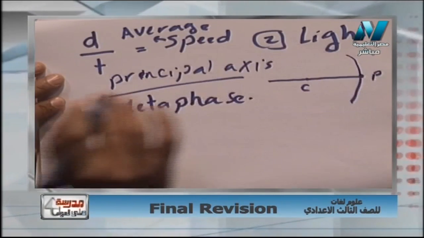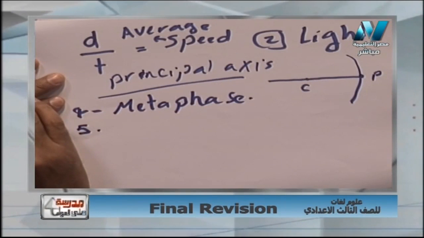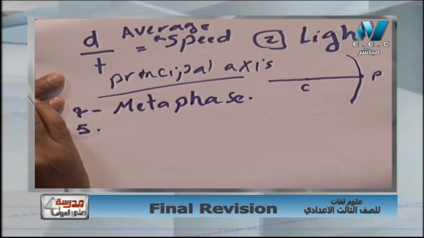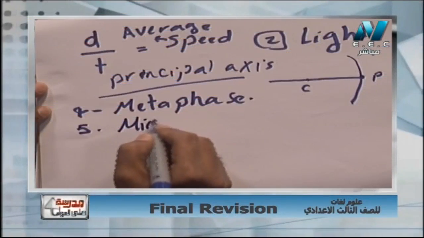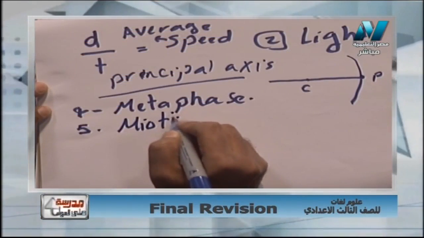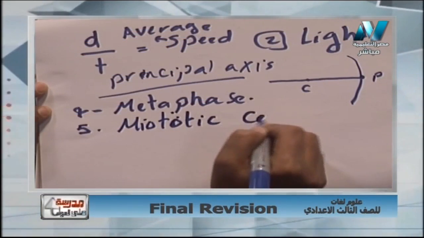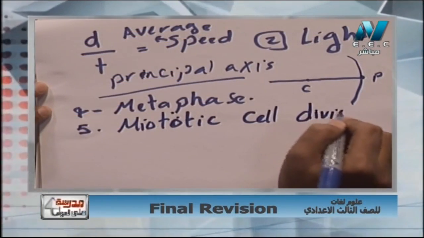Number five, cell division. You know, we have two types of cell division, meiotic cell division and mitotic cell division. It occurs in the somatic cells, not in reproductive cells, just in somatic cells, and leads to growth of the living organism. It takes place in somatic cells, so it is mitotic cell division.